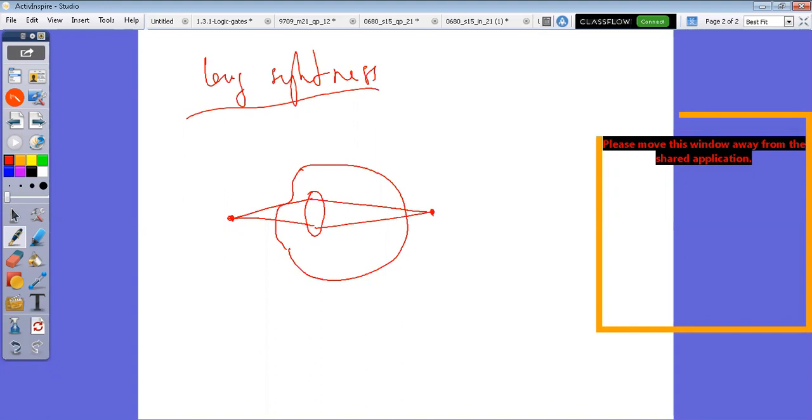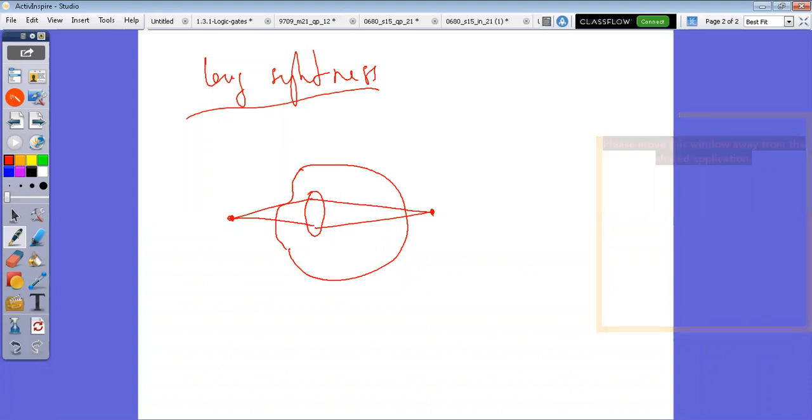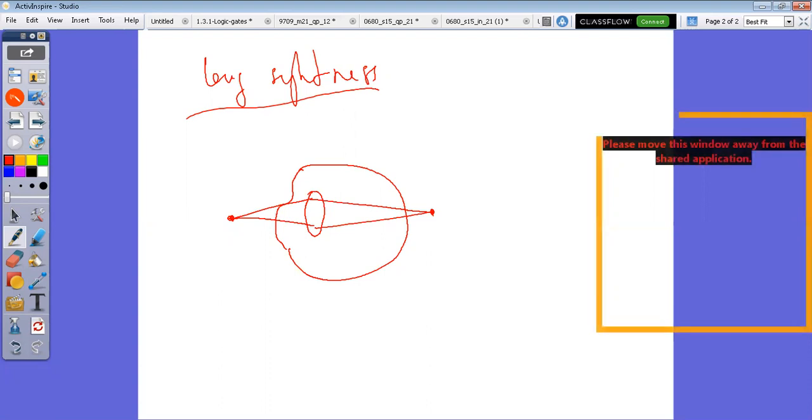This is normally caused by old age. You've seen most people that are old, it's difficult to read. Most of our parents, if they reach 60, 70, they're now wearing glasses. It's due to that loss of elasticity in the lenses, so it's no longer becoming thick enough to focus more light on the retina. Are we together?